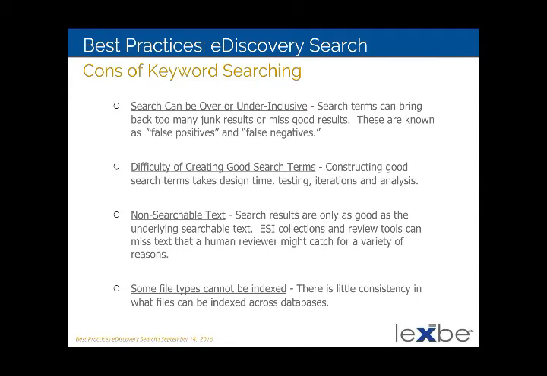On the flip side, there are some cons. Your search could be over or under inclusive. The terms can bring back too many junk results, or you could even miss good results. We'll talk about how to avoid this a little bit later on, but you have false positives. That is a document that comes through that responds to your search query, but it doesn't have anything to do with what you're really looking for. And you'll also have false negatives, and these are the really bad ones, that you search for something and you didn't get a result, but there is a result inside of your corpus of documents that just wasn't picked up for whatever reasons. We'll talk about how to avoid those as well.